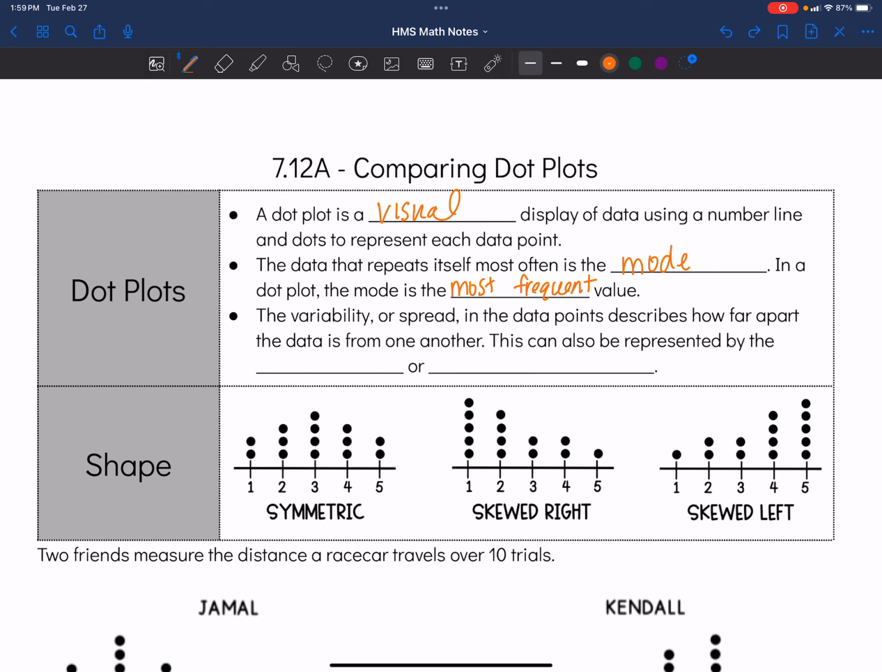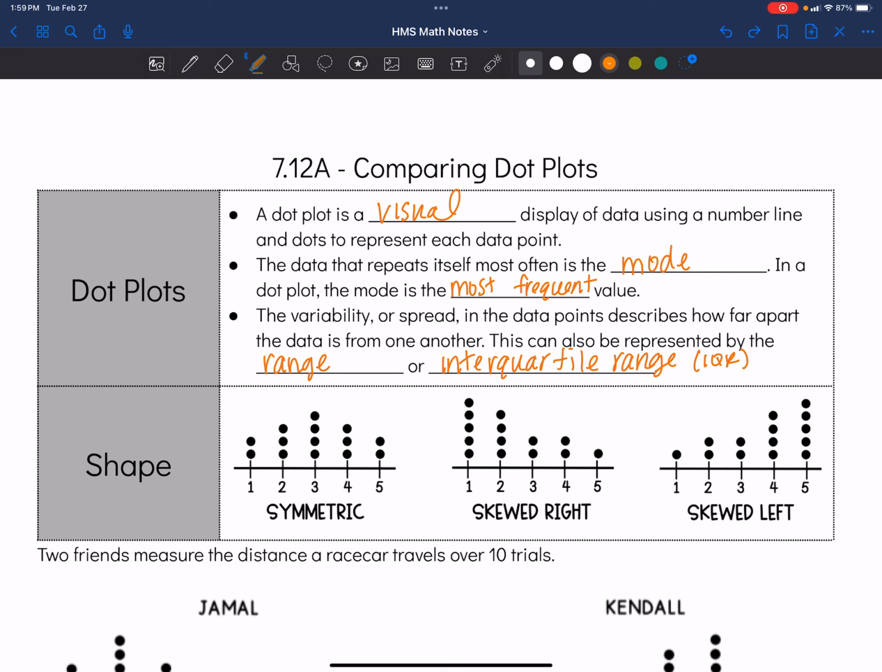Variability, or the spread of the data, y'all know this already, is the range and the interquartile range. We will take the interquartile range with box plots, not so much dot plots. We don't really do that with dot plots too much. But there it is. So the shape of the dot plot, we do look at that.